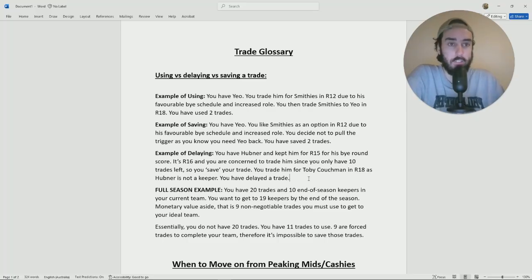So if you do that in round 15 as opposed to round 13, you're not actually saving a trade there. You're just delaying it by 2 weeks. Does that make sense? You are delaying the inevitable. You cannot get to the end of the season with Tamale or Hubner or any of these mid-range guys. So it doesn't actually matter from a trading perspective what round you do it. If you do it now, round 15, round 18, either way you are forced into making a trade for him. So it doesn't matter which round, you're just delaying the inevitable.